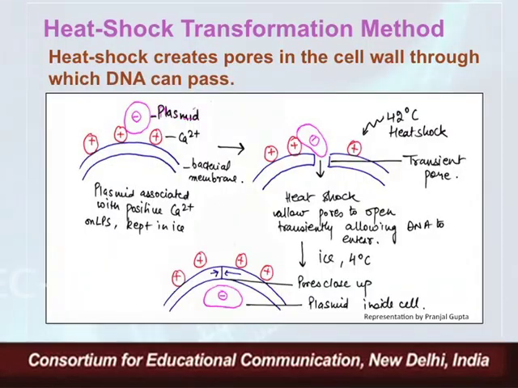As shown in the figure, you can see this calcium layer has brought the DNA molecules, the recombinant DNA mentioned here as a plasmid, nearer to the surface of the membrane. Then you give a heat shock, which is increasing the temperature up to 42 degrees Celsius for certain seconds, and then immediately putting it at 4 degrees Celsius or in ice cold condition. This heat shock facilitates the opening of the transient pores, and the DNA lying near the membrane will be taken up by the bacteria.